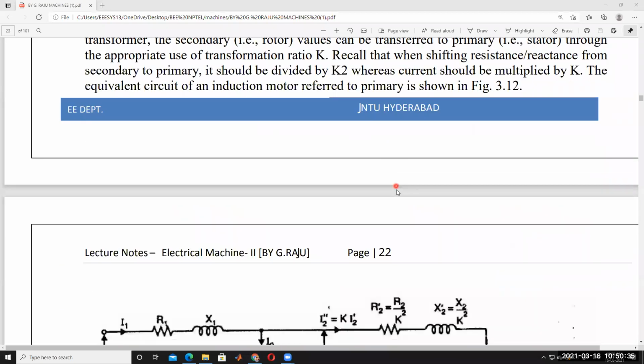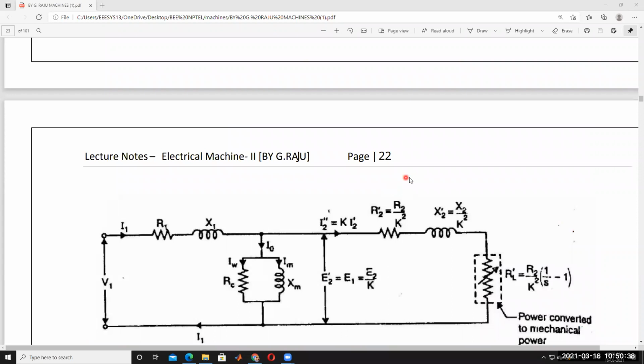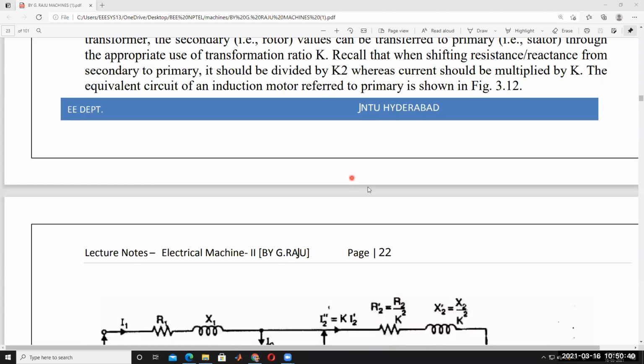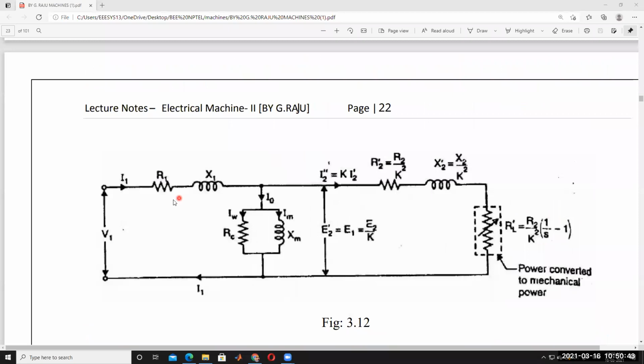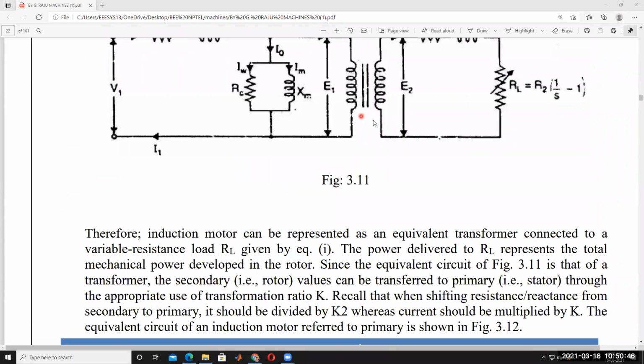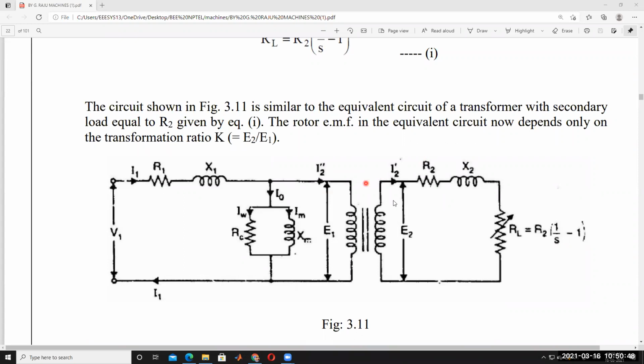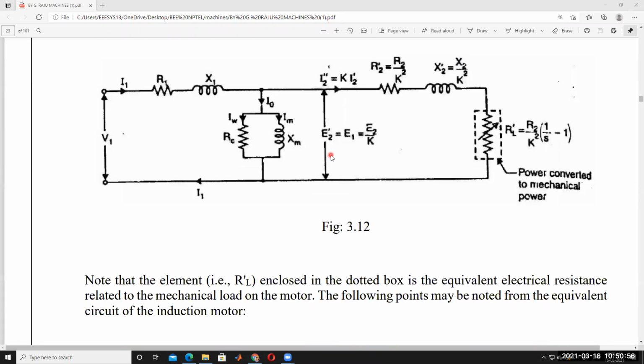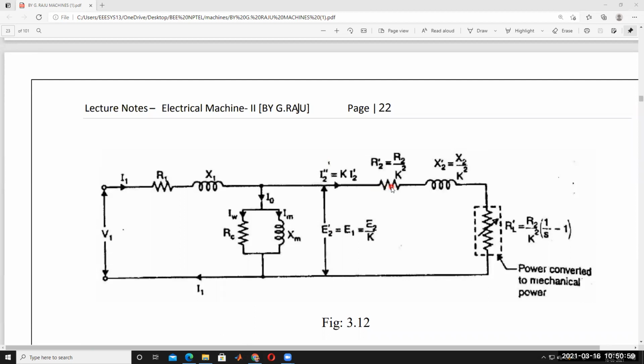So like this, the equivalent circuit parameters are changing. Then it refers to the primary side of the three-phase induction motor. When it is referred to the primary side, the secondary side elements are converted the same as in a transformer. R2 becomes R2 by K square or R2 into A square, and X2 becomes X2 by K square. Same as the transformer, transformation referred to the primary and referred to the secondary. Here, referred to the primary. And then I2 dash is K times I2. R2 dash is R2 by K square, X2 dash is X2 by K square, and RL dash is R2 by K square into 1 by S minus 1.